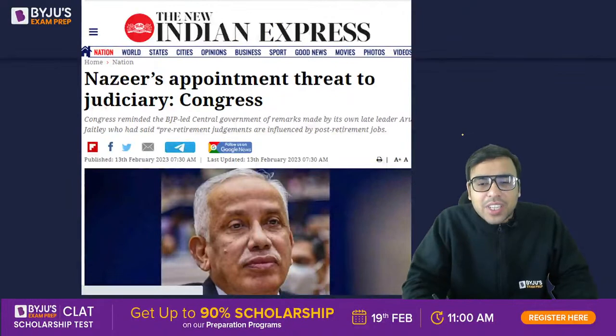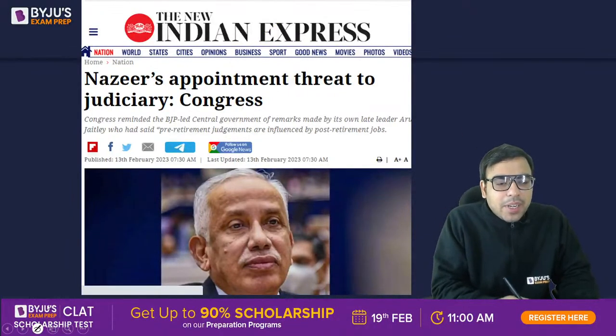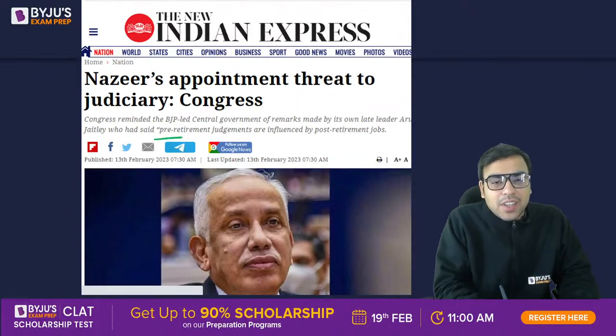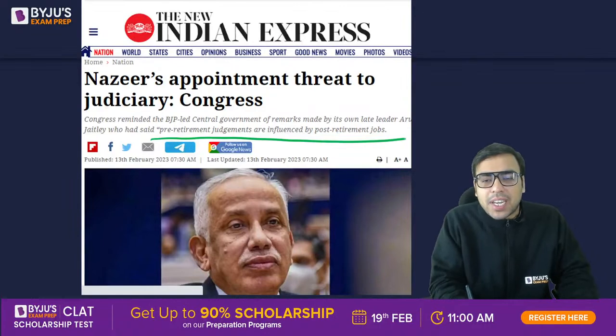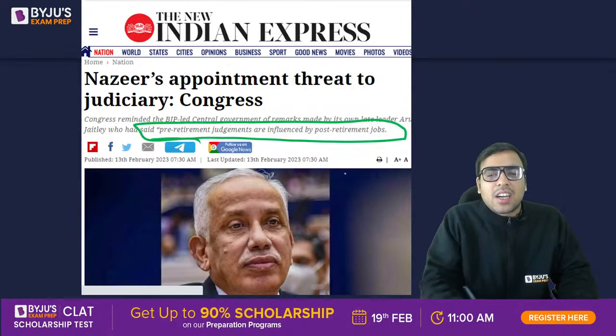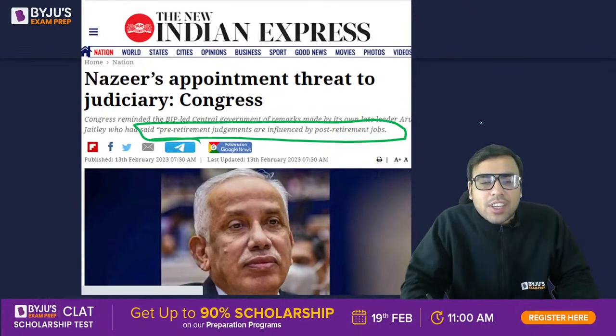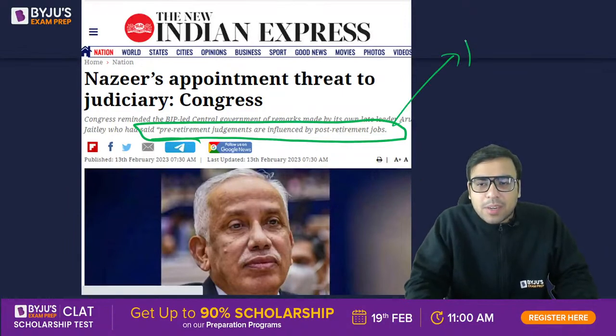So we are not going into that. If you are interested, you can read. There is a very famous statement of Arun Jaitley, which might be asked in the exam, because Arun Jaitley was a very famous BJP leader. He had written this: pre-retirement judgments are influenced by post-retirement jobs. So this was said by the late Arun Jaitley.